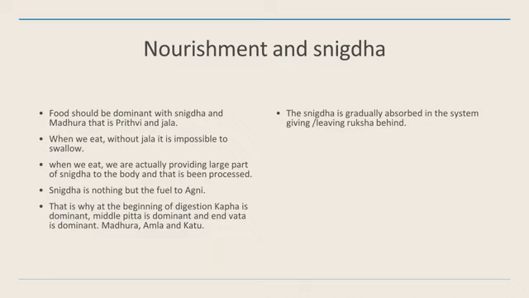And that is why, as I explained before, at the beginning of digestion kapha is dominant, in the middle of digestion pitta is dominant, and at the end of digestion vata is dominant. Taste-wise, it is madhura, amla and lavana. We say tridha vipako dravyasya swad amla katukatmakaha.